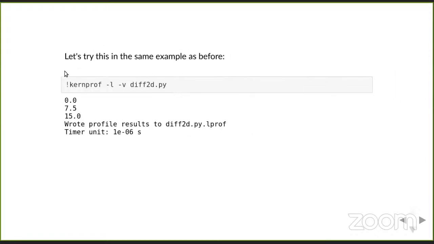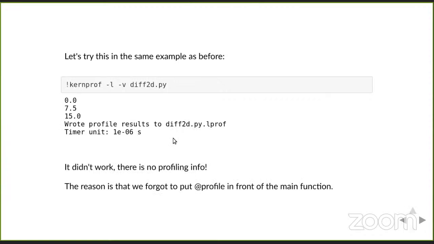And so here's the same example as before, diff2d. We're running it through kernprof. The -v says that we actually want to see the results of the profiling. So while it's running, it will first show the output of the actual command, and then show the profiling. And so it says, well, I wrote the profiling results to this file, and the timer unit was 1 microsecond. So that's what? No, we didn't get anything out of here. We got timings every microsecond, and we got no output. And the reason is that we didn't change the function in diff2d.py. We have to put @profile in front of it.